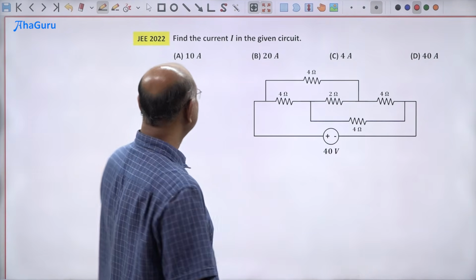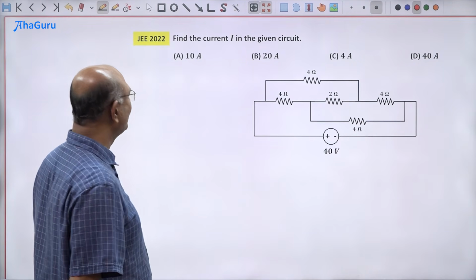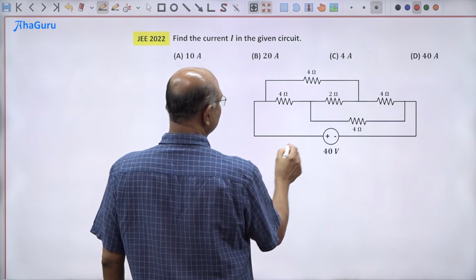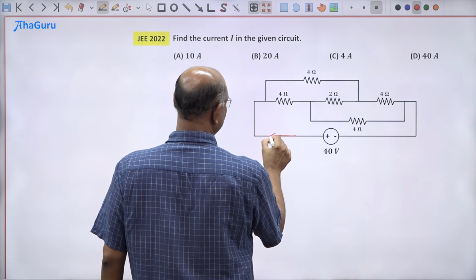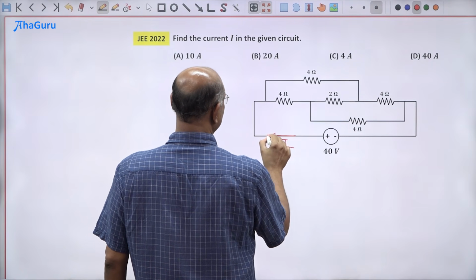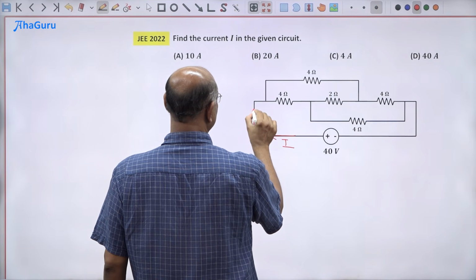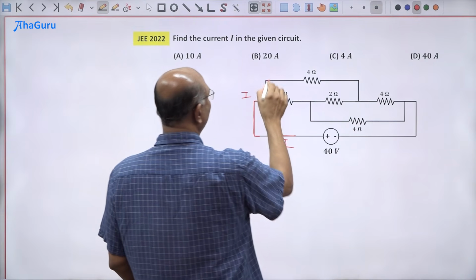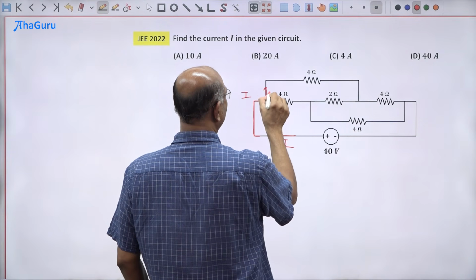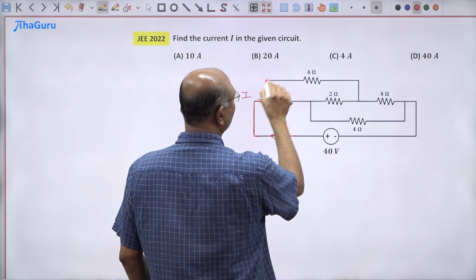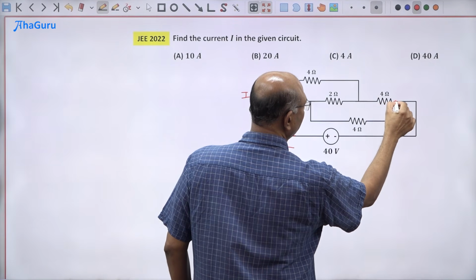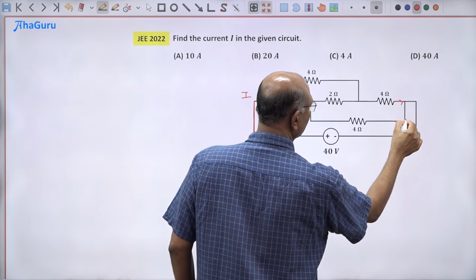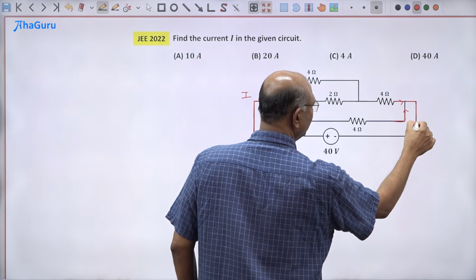Let us now look at this question that appeared in the JEE in 2022. Find the current I in the given circuit. Basically, they want us to find this current I. This current is going to flow in like this. Okay, it is going to obviously branch off partly like that, partly like this, and then it will again come back this way, and then this will be I.